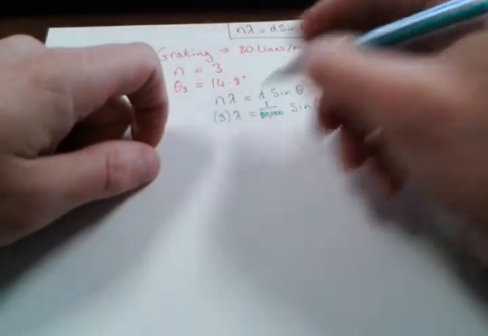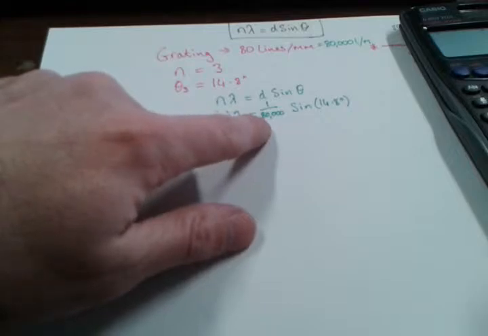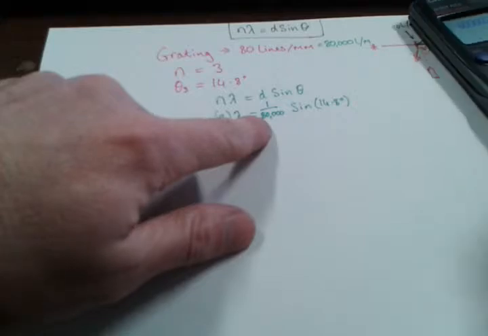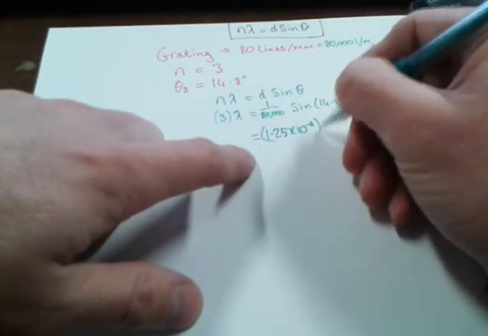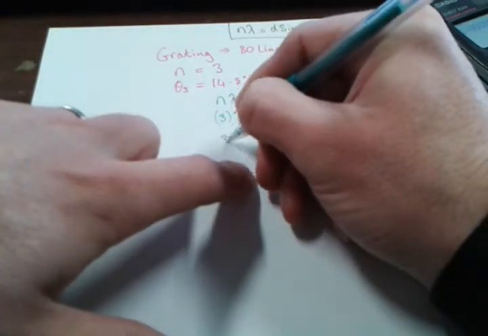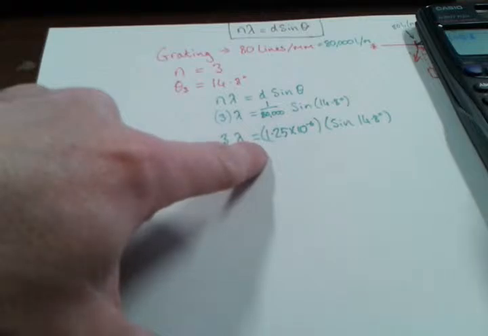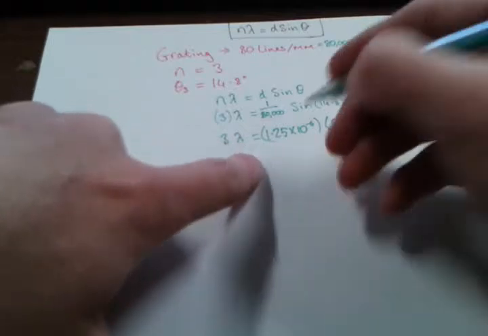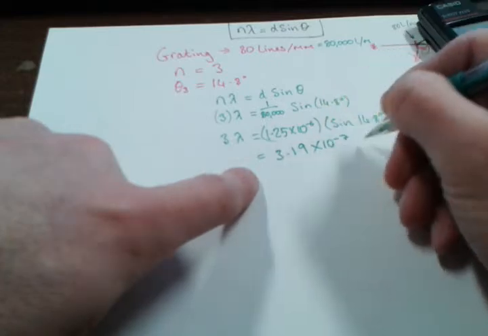So this is an example of this. We can work out what's on this side first if we want to do it in that way. We can do 1 divided by 80,000, which is going to be 1.25 by 10 to the minus 6 here, times the sine of 14.8 degrees. This is still 3 lambda on this side. I haven't changed anything. So that multiplied by the sine of 14.8, that'll give me 3.19 by 10 to the minus 7 meters.